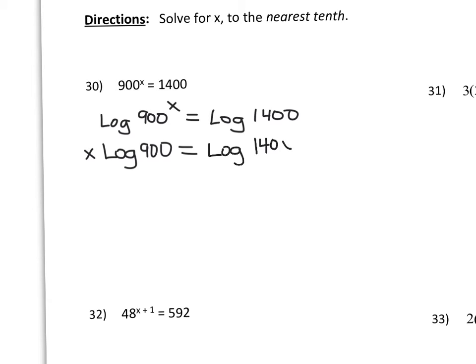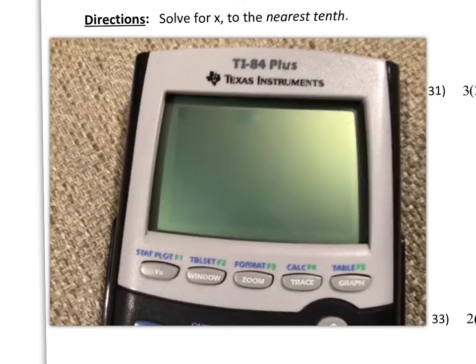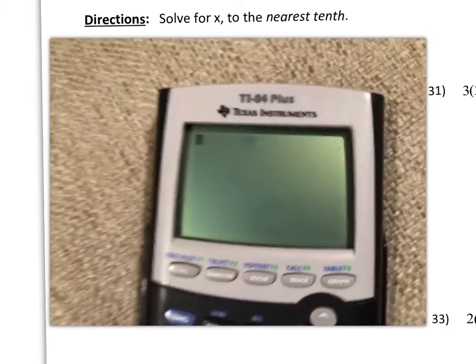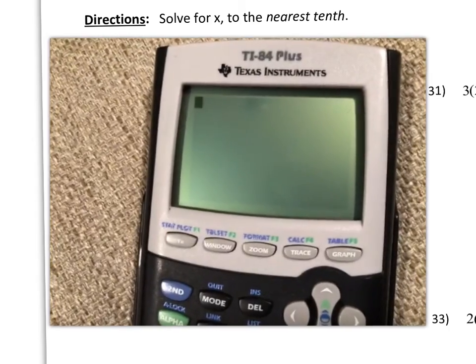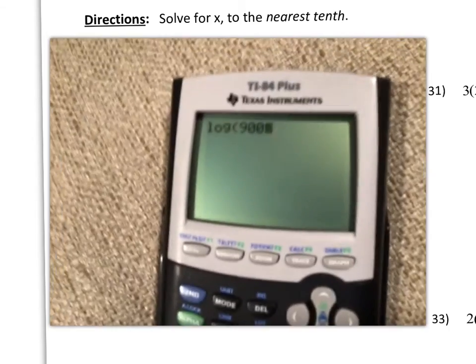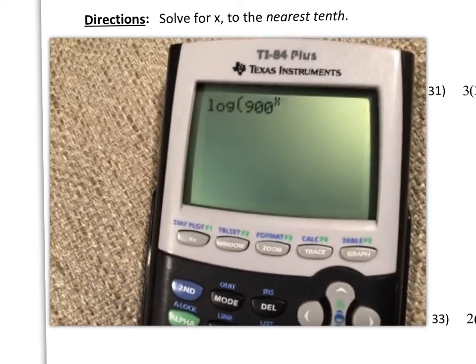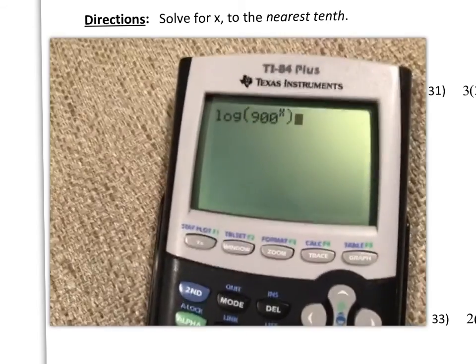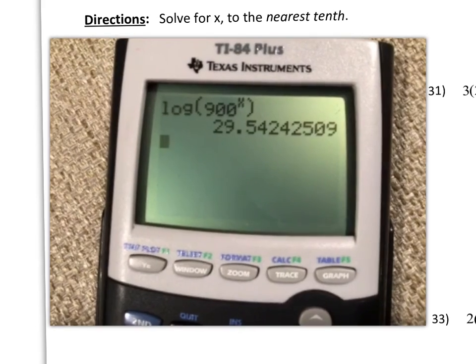Before I continue, I just want to show you in your calculator why you're allowed to do that. Let me give you an example. I'm going to use the x button in my calculator. I don't even know what x is stored as, but it doesn't matter. If I plug in log of 900 to the x power, whatever x is stored as, and close the parentheses, this is what I get.